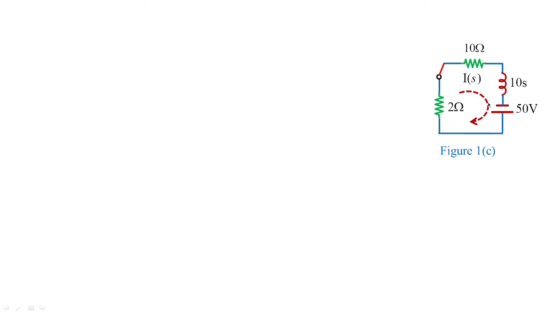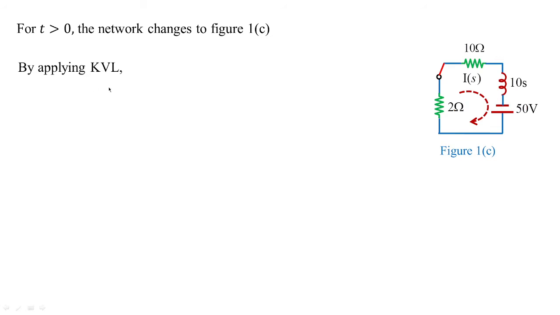Now the current which is going to flow is treated as I(s), and that I(s) can be obtained for t greater than 0 by applying KVL, which gives: 2 I(s) for the resistor value, then 10 I(s), also a resistor value, plus the inductor, which in the Laplace transform is 10s, so 10s I(s) minus 50, the developed voltage in the inductor. We are treating this as equation 2.